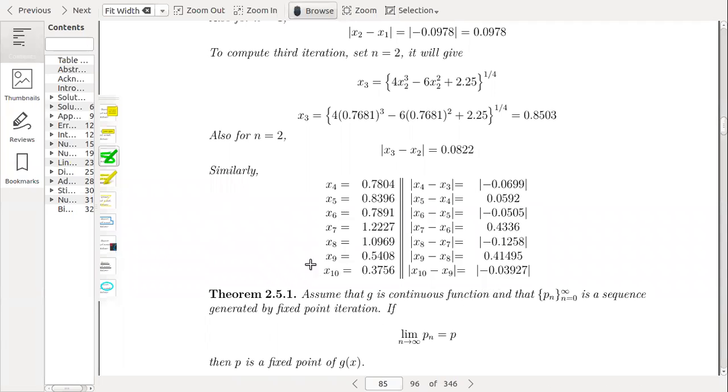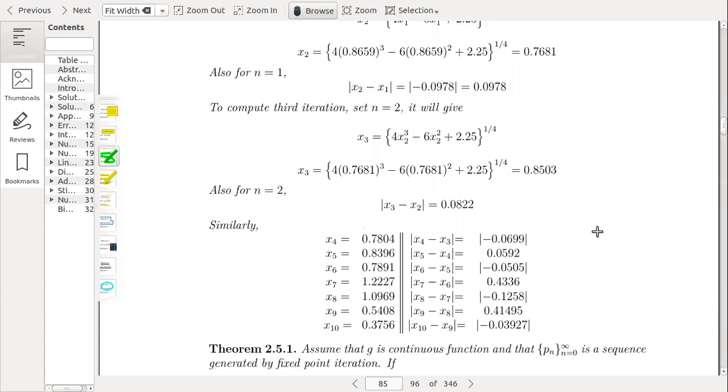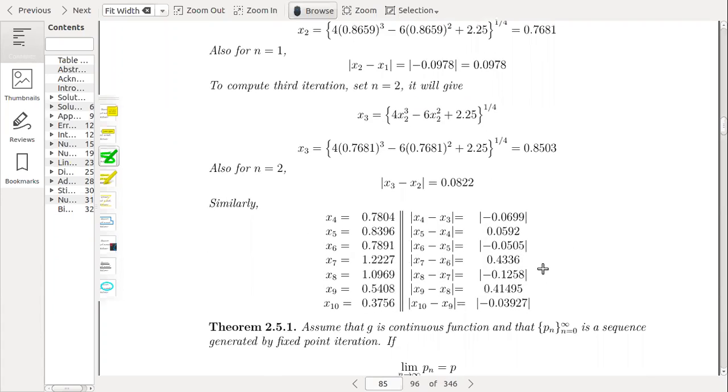Maybe we need some more iterations to get a good root, because here the epsilon is just 0.004 or 0.05, because 0.039 can be set as less than epsilon, where epsilon is 0.04 or 0.05. So you can see that the root is not converging very rapidly.